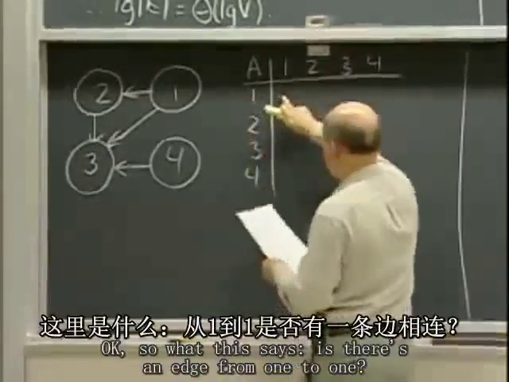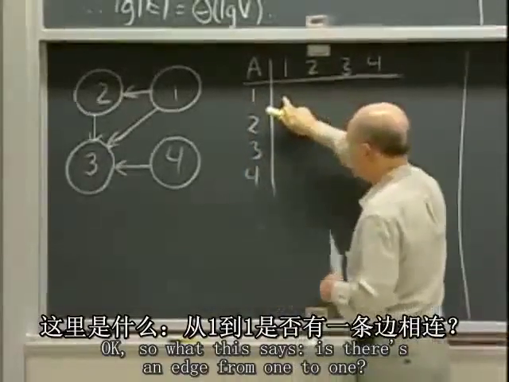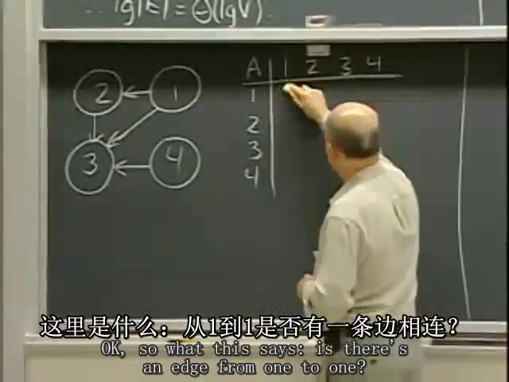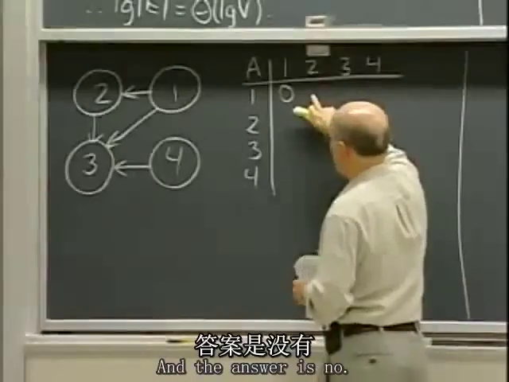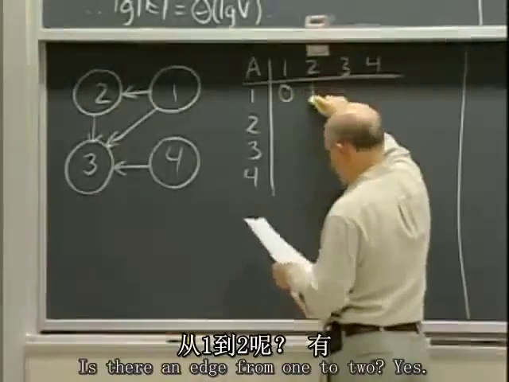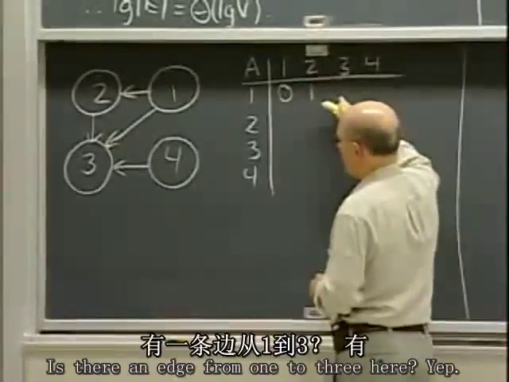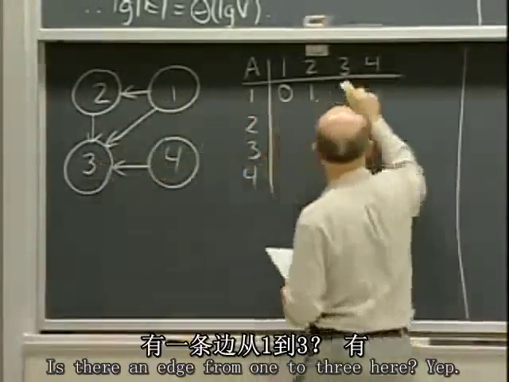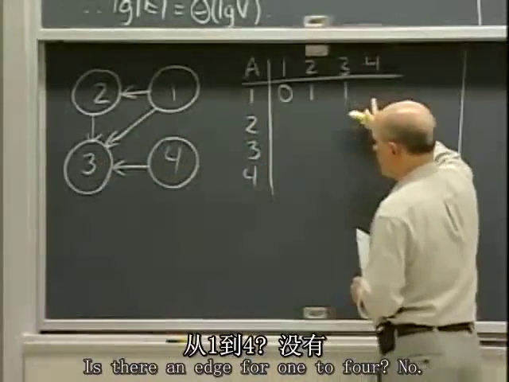Okay, so this says, is there an edge from A from 1 to 1? The answer is no. Is there an edge from 1 to 2? Yes. Is there an edge from 1 to 3? Yep. Is there an edge from 1 to 4?